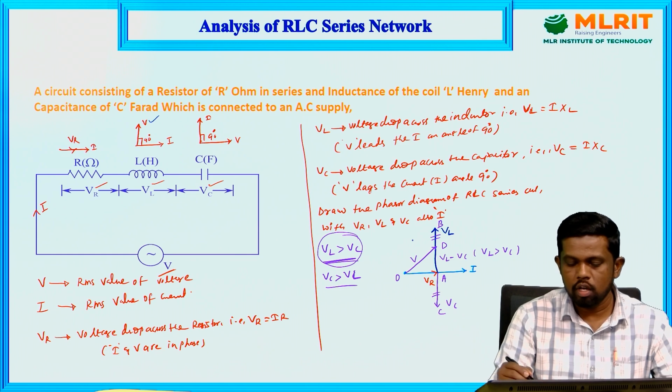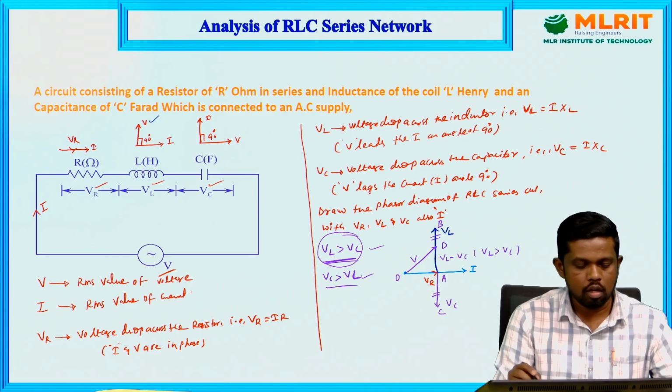For that, we need to take the resultant vector on VL. Otherwise, we will get the resultant vector on VC. Based on this condition, the more predominant term in the network should be either VL or VC. Based on that, we will get the resultant vector.